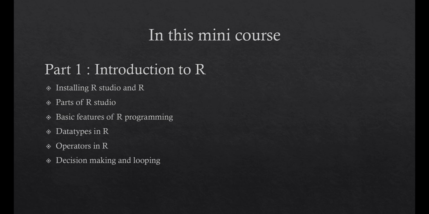In part 1 of the series, titled Introduction to R, we will look at installing RStudio and R, parts of RStudio, and basic features of R programming like variables, assignments, and commenting. Then we will move to data types in R, operators in R, and finally go to decision making and looping.